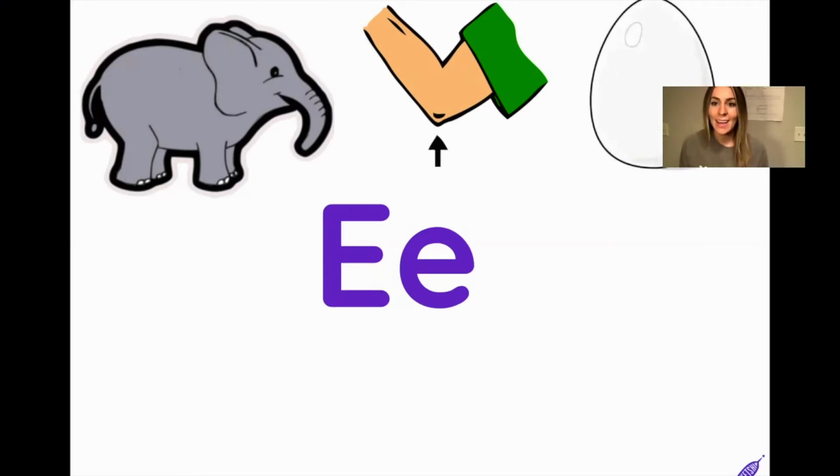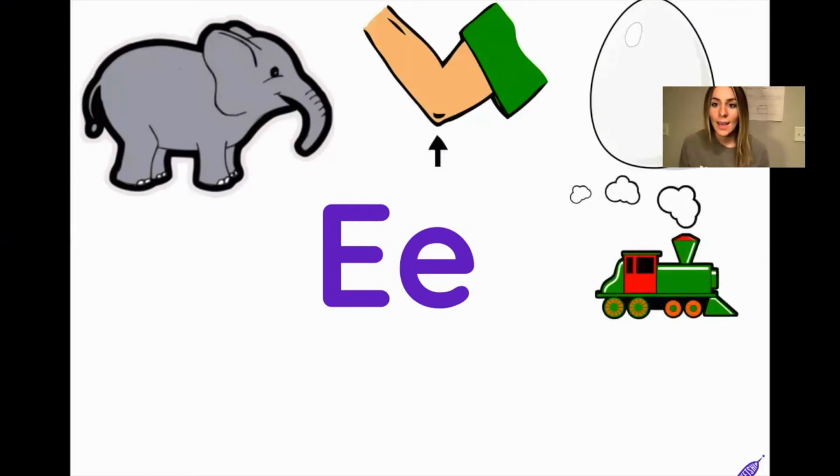Eh, eh, egg. I hear the eh, eh sound at the start of egg. Eh, eh, engine. In the word engine, I hear the eh, eh sound in the beginning. Some words don't have the eh, eh sound in the beginning, but they might have it somewhere else in the word. Let's see.